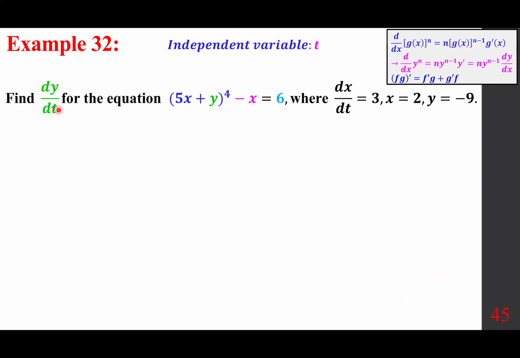Again, the moment I see dy/dt, t is the independent variable. That means the derivative of x is no longer 1. And so we want to find this and evaluate it. So let's work on this.